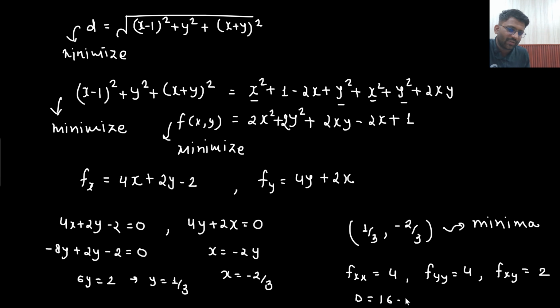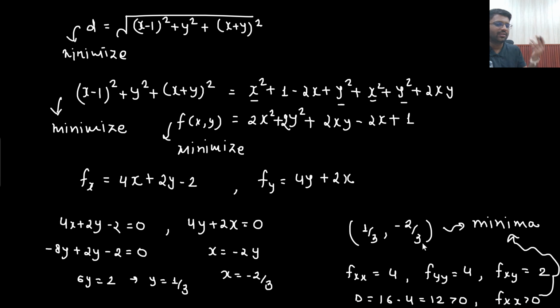4 into 4, 16 minus 4, that is 12, which is greater than 0, and fxx is also greater than 0. That means yes, it is the point of minima only. Although in the examination you don't need to check it, but you can check it as well. So yes, it is the point of minima. So our job is done.